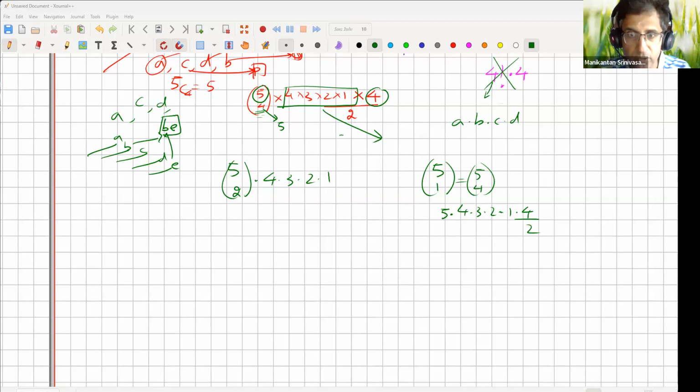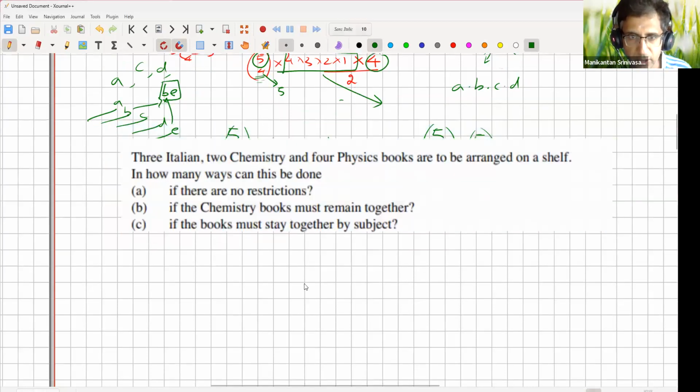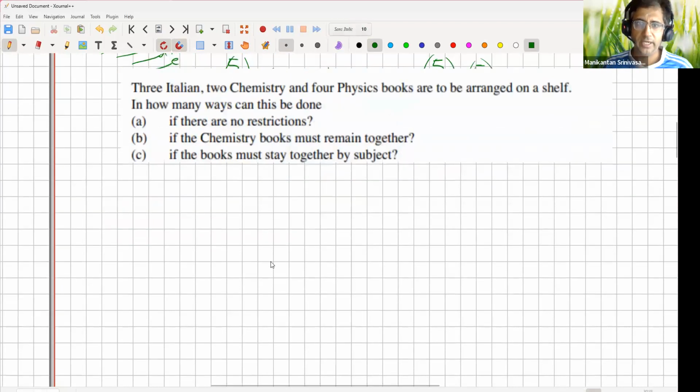I'm just going through which questions we should do. Some of them are fairly easy. I don't want to discuss those. Okay, let's try this. 3 Italian, 2 chemistry, 4 physics.